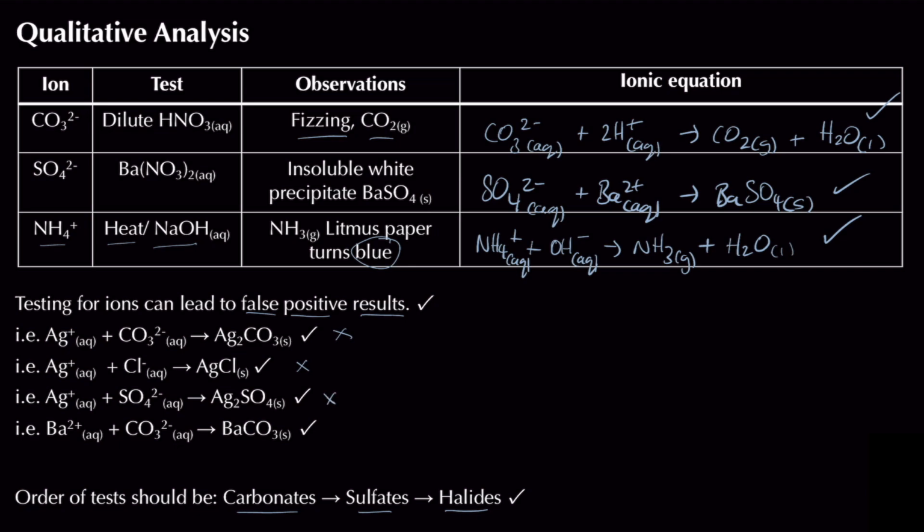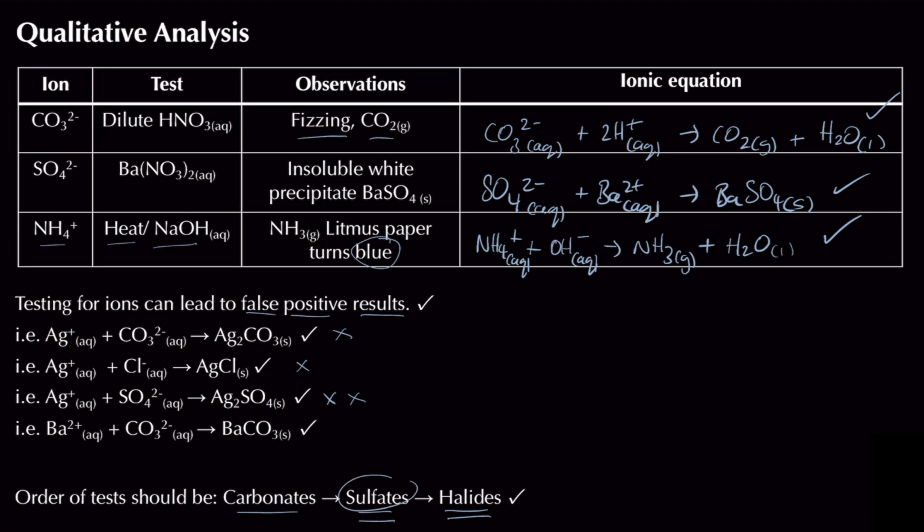Now another reason as to why we can end up with a false positive for silver sulfate is because we could test for halide ions before testing for sulfate ions, and if I were to do my test for halide ions and let's say I had sulfate in there and I didn't have any halides at all, I would end up with a white precipitate for my silver sulfate. So that's another way in which you can end up with a false positive for sulfate ions.